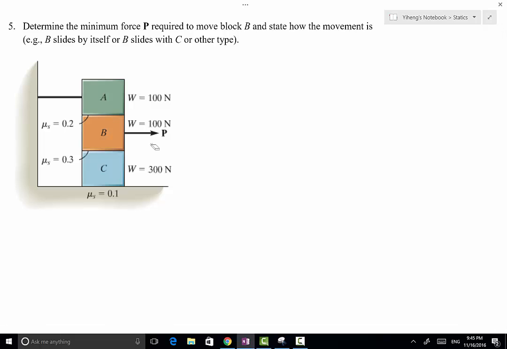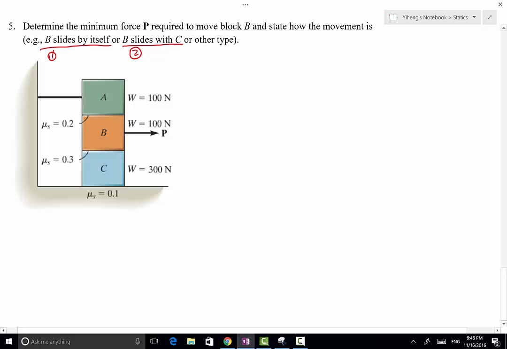So as you can see, because block A is not going to move, there are actually 2 situations. First is when block B moves by itself. So actually it's already written here. Or block B slides with C. So both of them slide together.